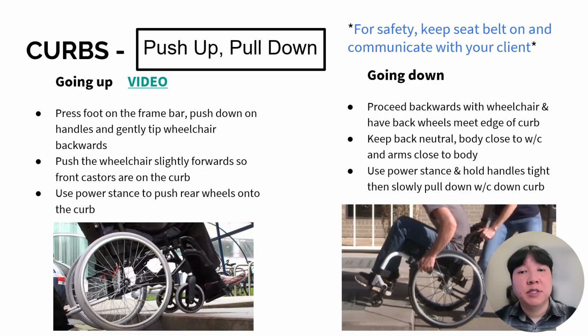When you need to assist a client with navigating down a curb in their wheelchair safely, please do the following. Again, ensure the client has their seatbelt on and always communicate with them. Proceed backwards with the wheelchair and have the back wheels meet the edge of the curb. Make sure you keep your back neutral, body close to the wheelchair, and arms close to your body. Then use the power stance and hold the handles tight. Then slowly pull the wheelchair down the curb.